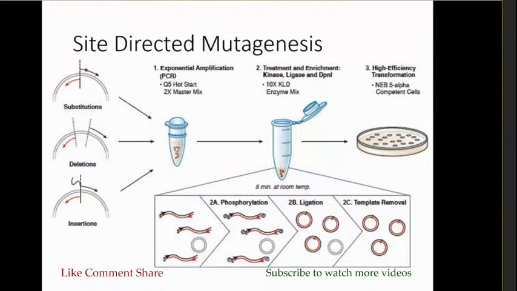Then comes the treatment and enrichment with kinase, ligase, and DNA polymerase enzymes, because after that the mixture is phosphorylated. Phosphorylation happens in the multiplied sequence, then it is ligated with the plasmid, ligated to each other. After the ligation, that template is developed for full genomic DNA formation. These four steps happen in the second step, after the amplification of site-directed mutagenesis DNA.